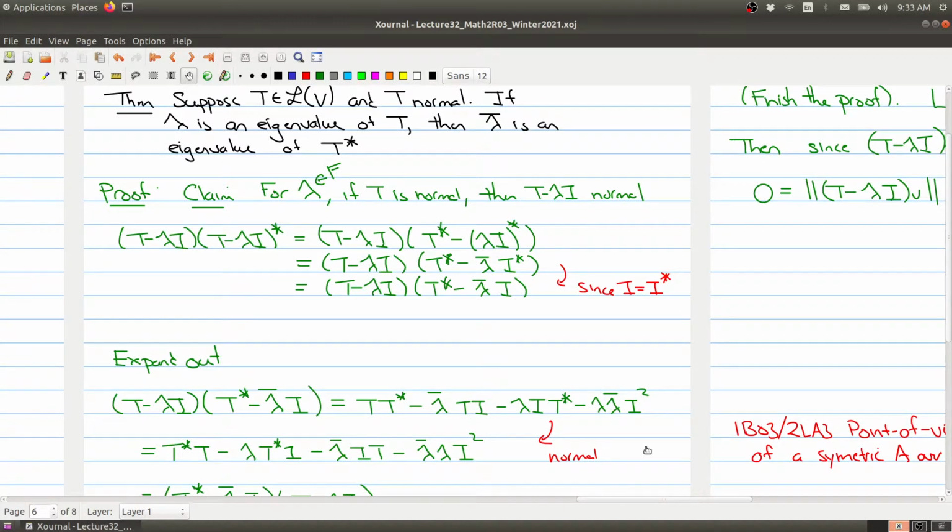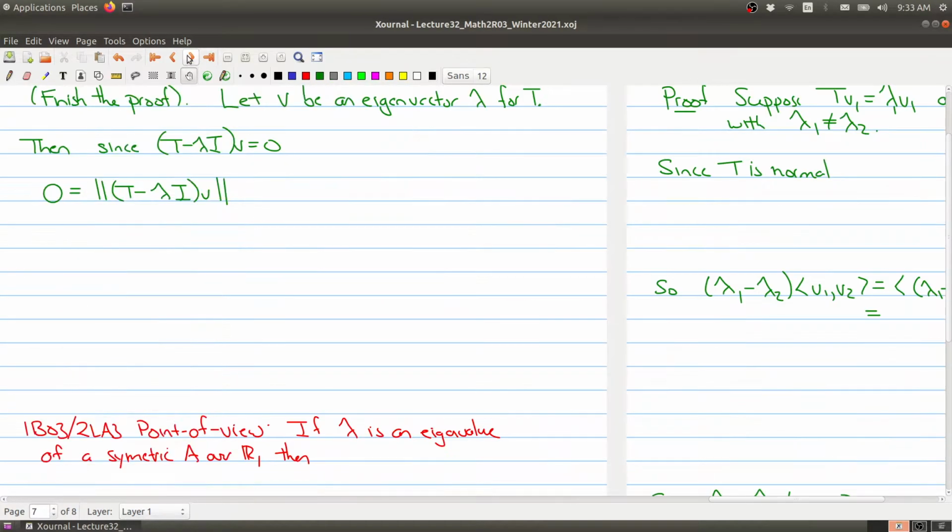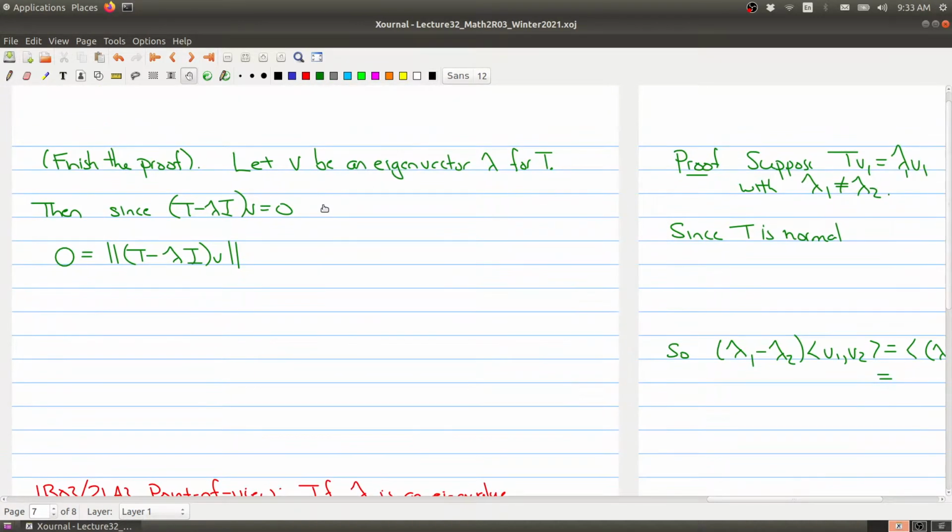So welcome to the last part of lecture 32. In this part, we want to finish up the proof of this theorem, which is that when you have a normal operator and you know an eigenvalue, you automatically know an eigenvalue of the adjoint, which is its complex conjugate. In the last part, we proved the claim that if T is a normal operator, then we can construct another normal operator from it. So let's finish the proof.